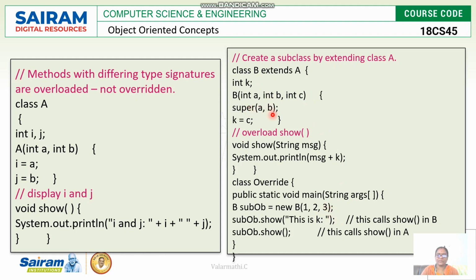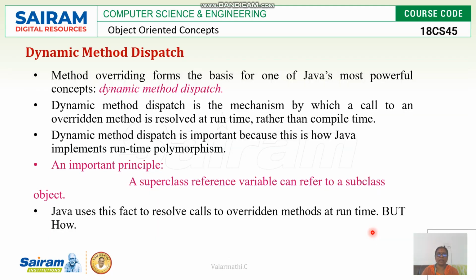So super of AB will be called. At that time, A and B values are respectively stored in I and J. So that value will be printed here. Then for subobject show, the message we are giving is 'this is K'. So 'this is K' will be printed here, and then when show of message is called, the message with the K value will be printed. So this is method overriding.